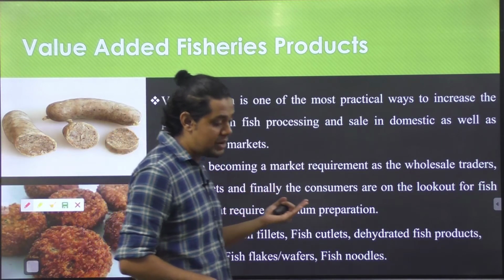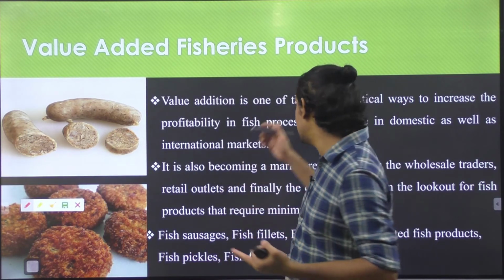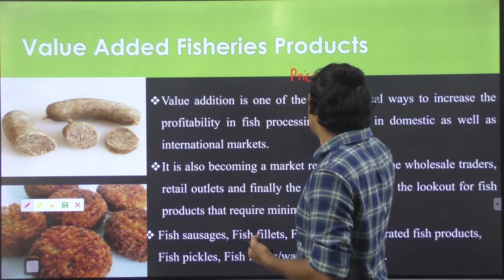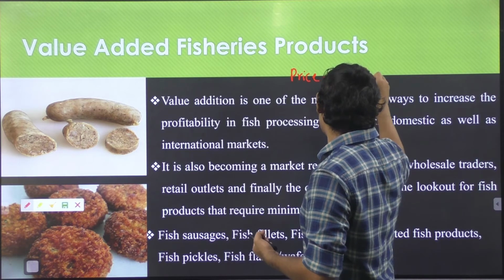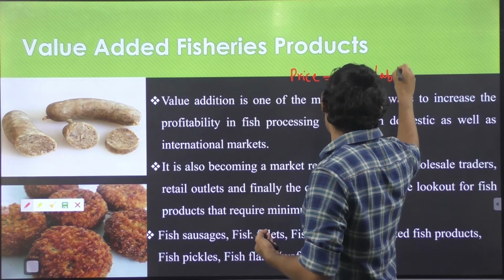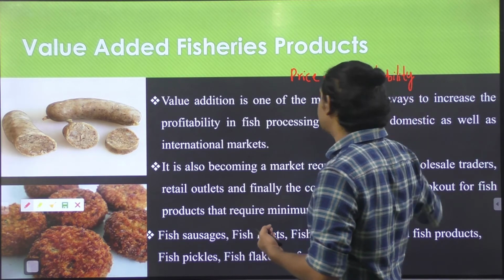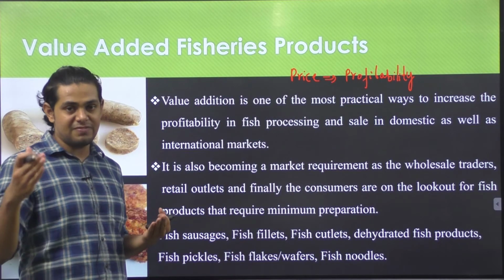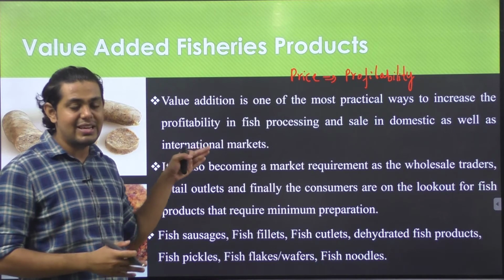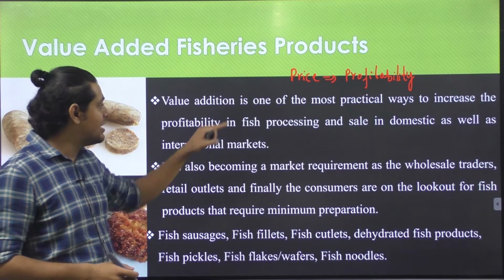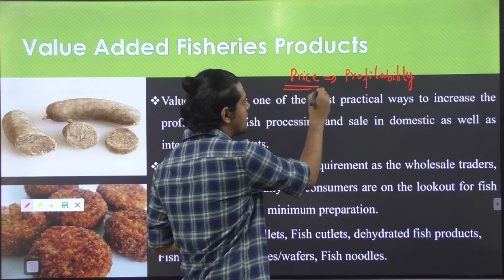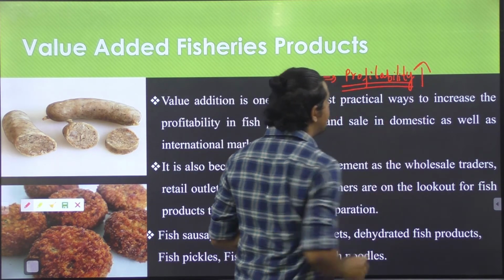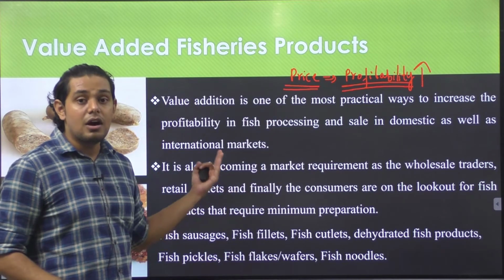So value addition will always increase the price of the product, which might give profitability to the industry. Because of the addition of other ingredients or preparation of a variety of products by utilizing fish as a raw material, it will increase the price of the finished product, and thereby it will practically render profitability to the industry.